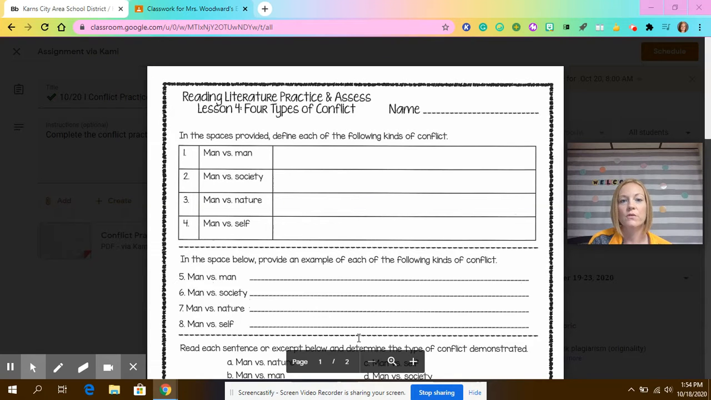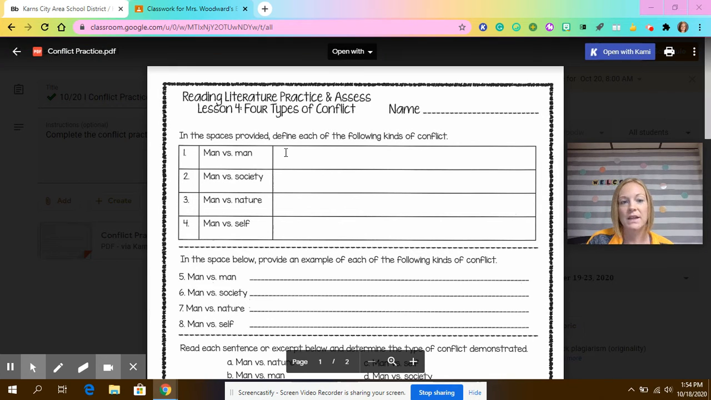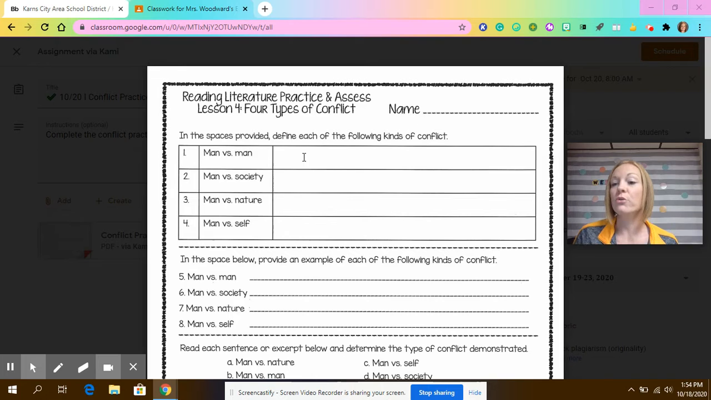So we've been going over four types of conflicts. So remember, we have man versus society, man versus nature, and man versus self. In order to review those and make sure you fully understand, the first part of this worksheet that you're going to do, and this is graded, you are going to define each of these. So give me, in your own words, what do those mean?